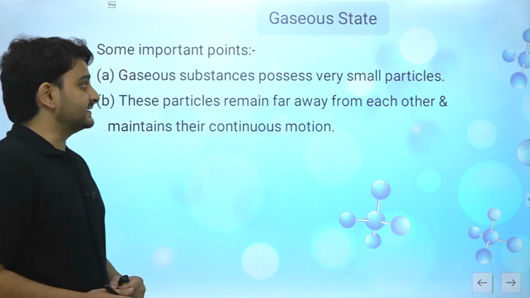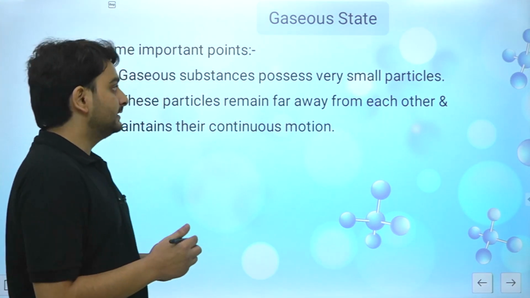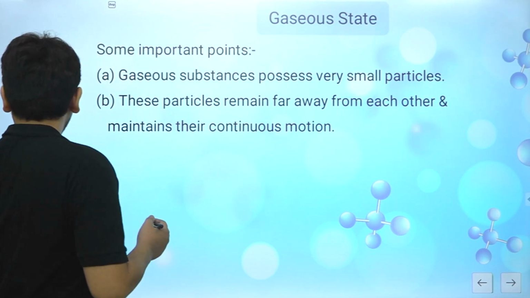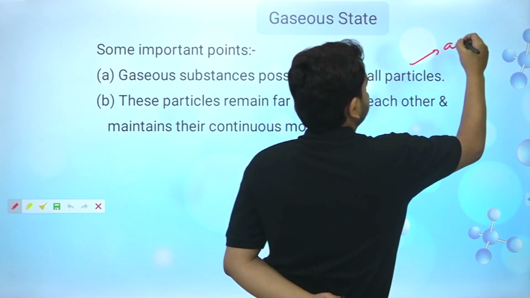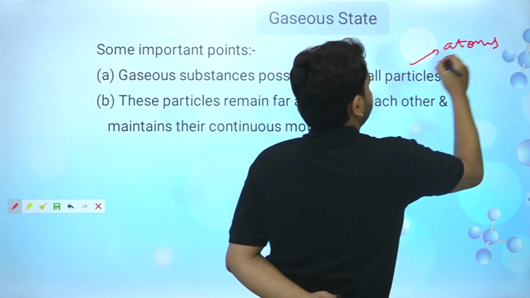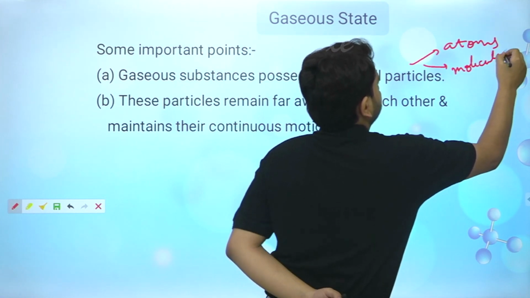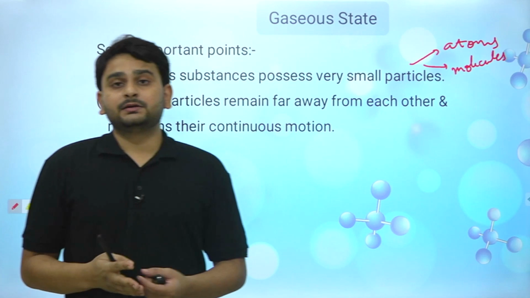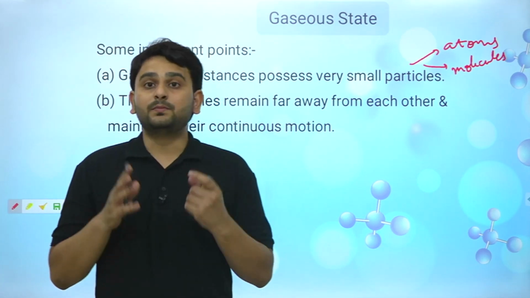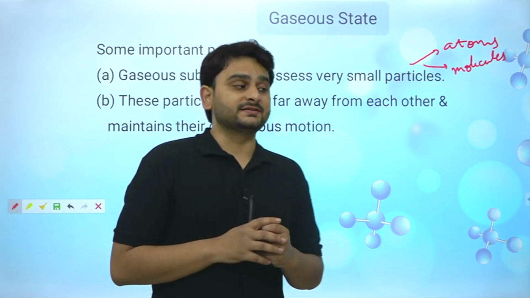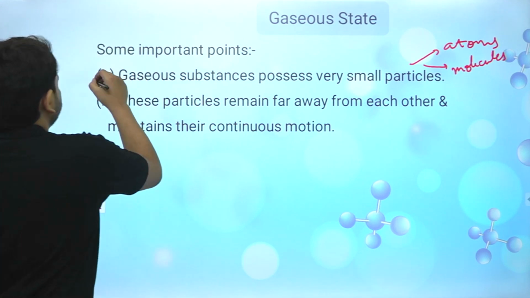Talking about gases. Gaseous substances possess very small particles, and these particles can be either atoms or molecules, right? You know water vapor, right? H2O can exist in a gaseous form, that is water vapor. So molecules, as you've seen, can also be gases, right? Atoms can be gases in gaseous form, right? Okay, so this is the first point.